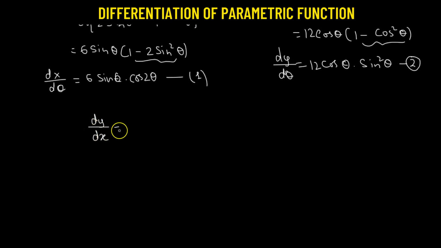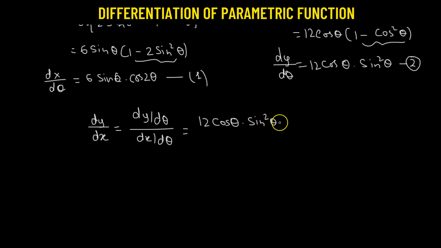Now our task will be to obtain the value of the derivative of y with respect to x. For this, all we have to do is take the derivative of y with respect to theta and divide it by the derivative of x with respect to theta. So we have obtained the derivative of y with respect to theta, that's 12 times cosine of theta multiplied by sine squared theta. The whole thing is now divided by 6 times sine theta multiplied by cosine of 2 theta. So we have 6 times 2, so that's 12. We have 1 sine theta in the denominator and 1 in the numerator, cancelling out.